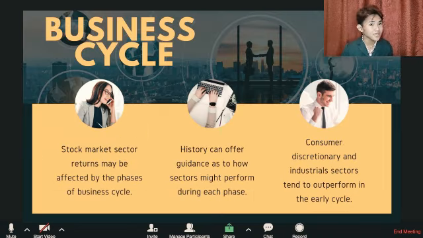We also have the business cycle. Returns may be affected by the phases of the business cycle. Consumer discretionary and industry sectors tend to outperform in the early cycle.